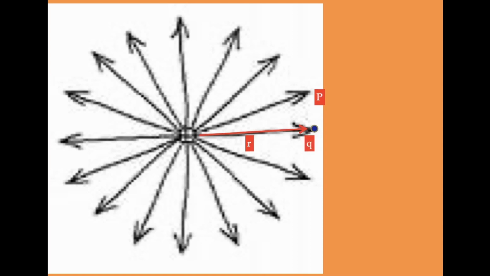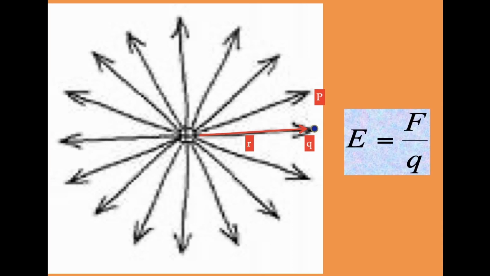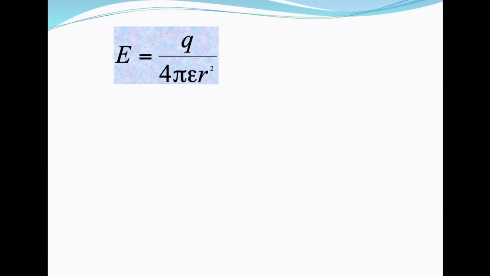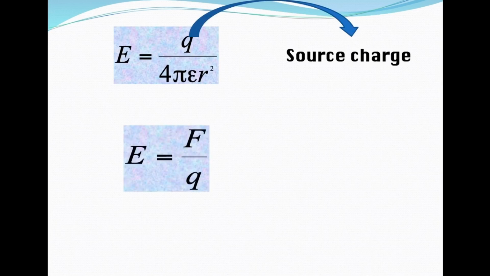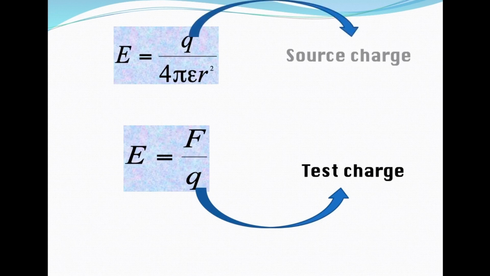If you keep a charge Q at the point P, then intensity at the point P will be given by E is equal to F upon Q. What is this Q? That is the test charge which is kept at the point P. So in the formula, this Q is source charge, charge responsible for the electric field. And in this formula, Q is the test charge which is kept there to test the electric intensity.